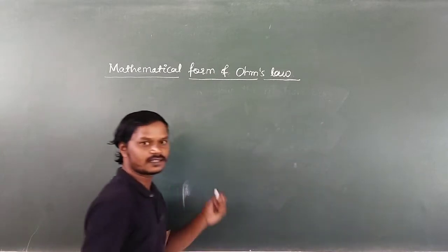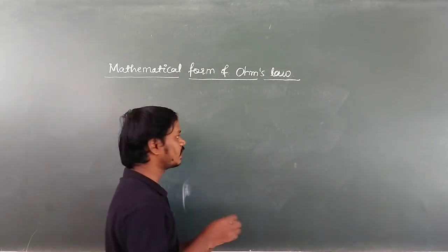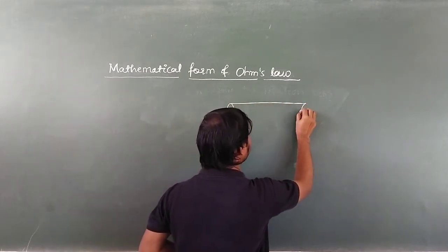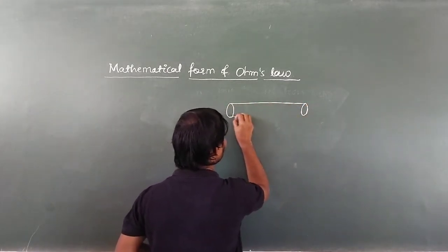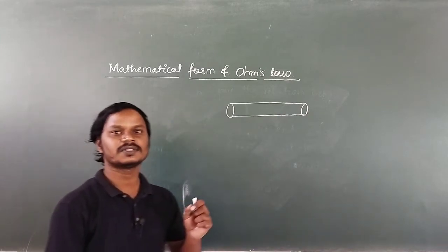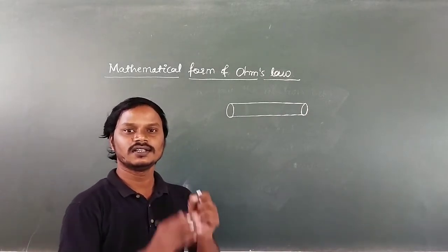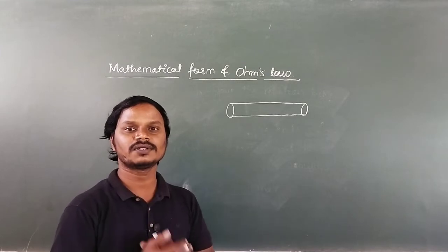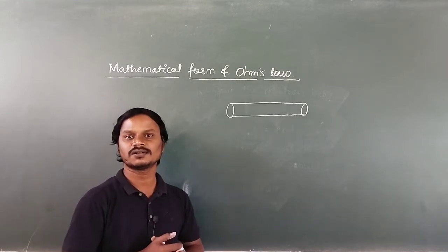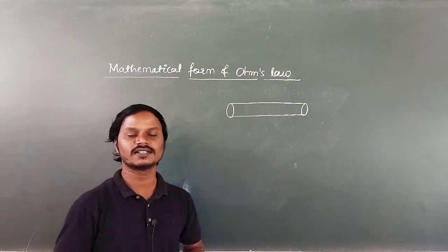Now let us consider a conductor connected to a cell or battery. This is a conductor. For example, it may be copper or aluminum. What is a conductor? It is a substance which conducts the current. Any substance through which current passes, we call it a conductor. Even the human body is also a conductor, because the human body conducts the current.